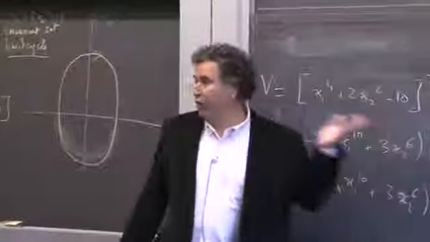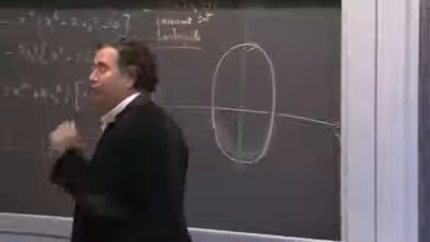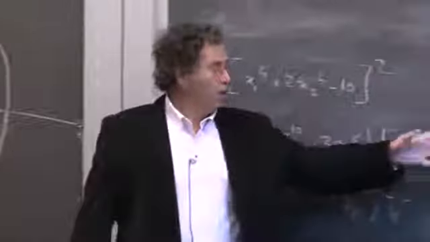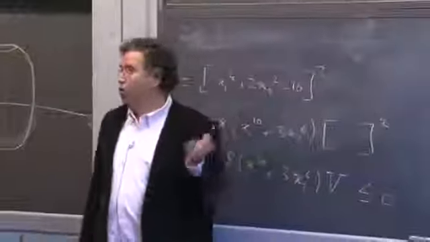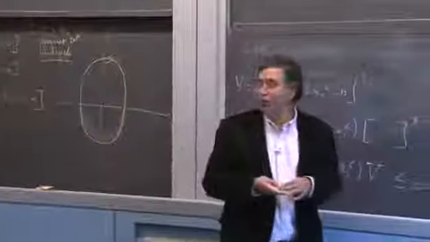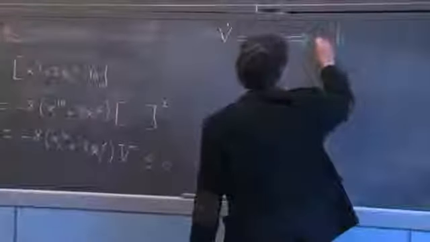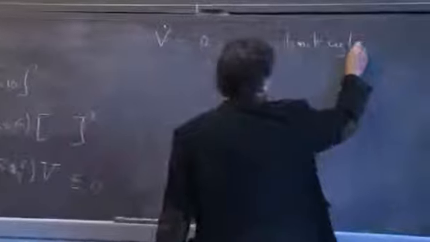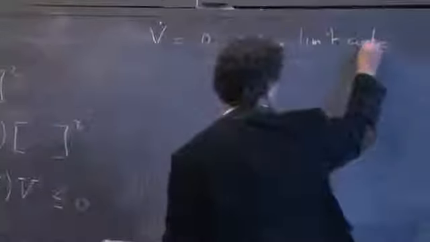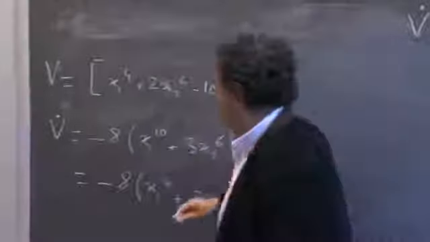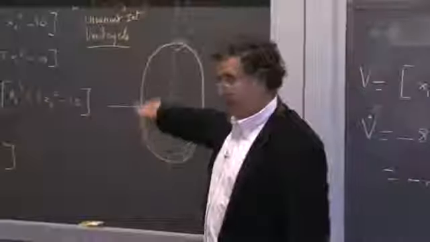Well, V dot is a product of two terms, right? So it's 0 if either is 0. So when is the bracket equal to 0? Well, from what we just saw, this bracket is 0 by definition if and only if we're on this limit cycle.